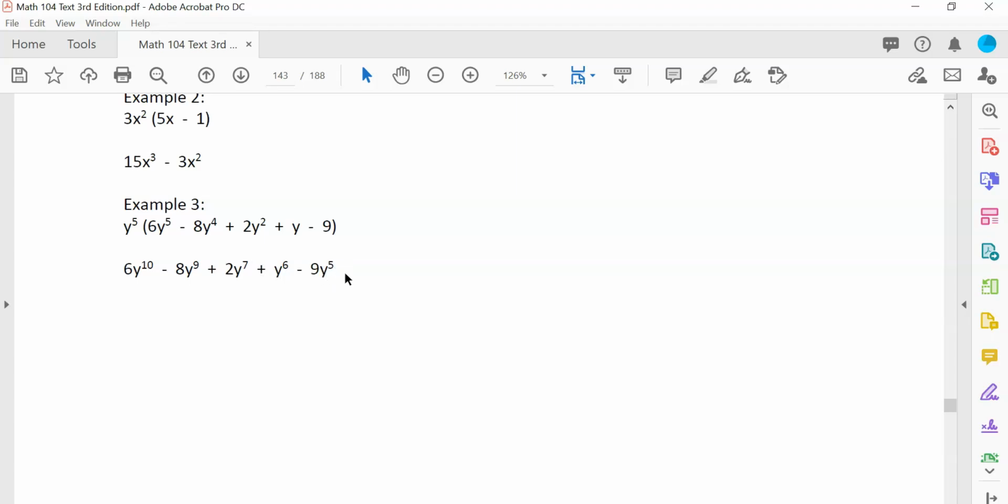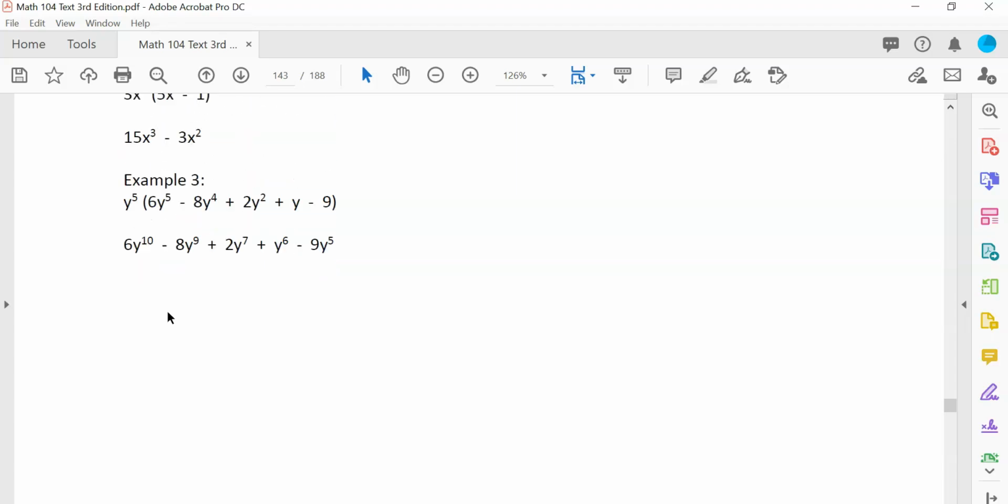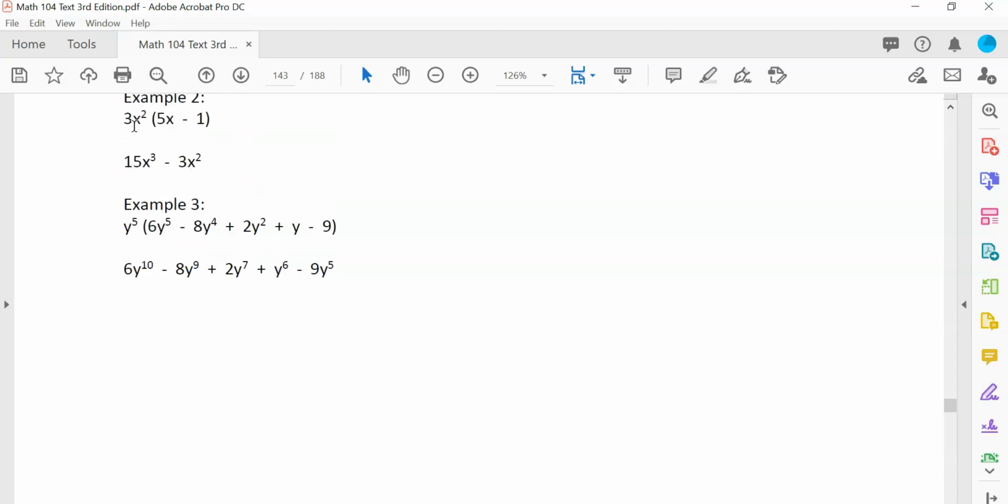And so multiplying a monomial times any polynomial is just that. All right, just that technique. Basically, it's just a distribution into all the terms. And then we have to understand that when we distribute, we have to use our power rules.